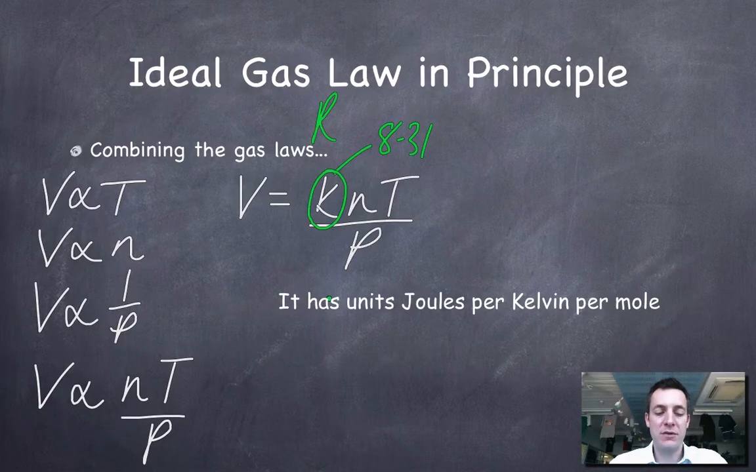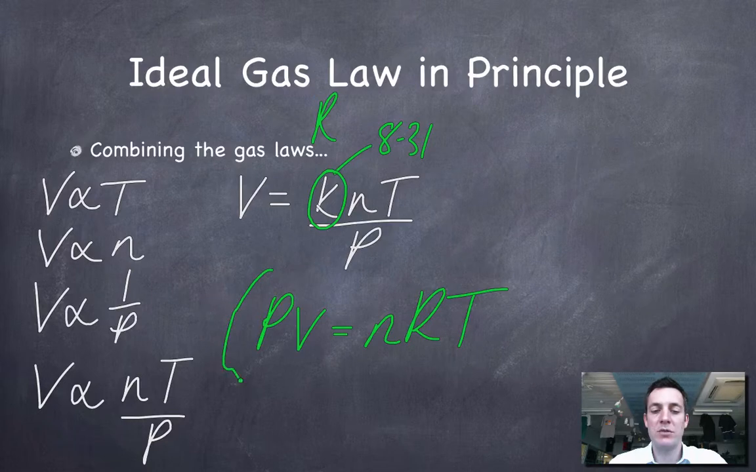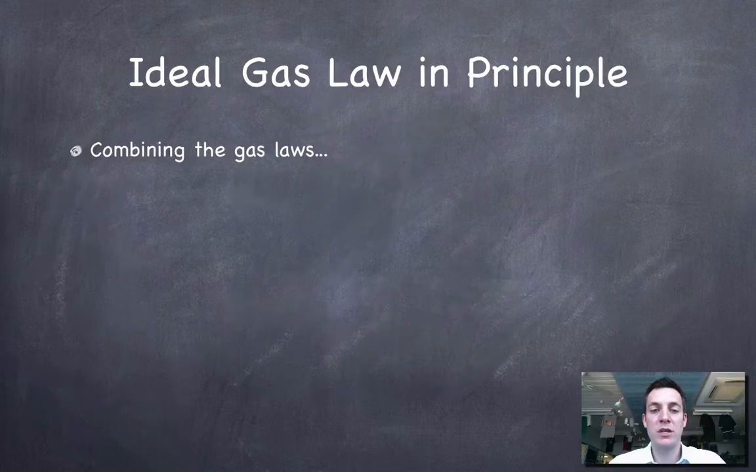And in that case, if you put capital R into this expression and rearrange it slightly, then you see the ideal gas law in its most common form, which is that P multiplied by V is equal to the number of moles times the gas constant times the absolute temperature in Kelvin. Okay, so there's an important law to remember. Let's see how we might be able to use it.